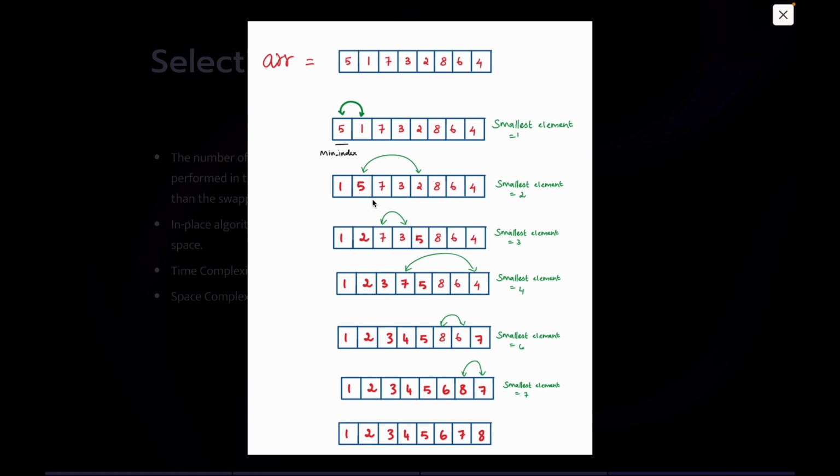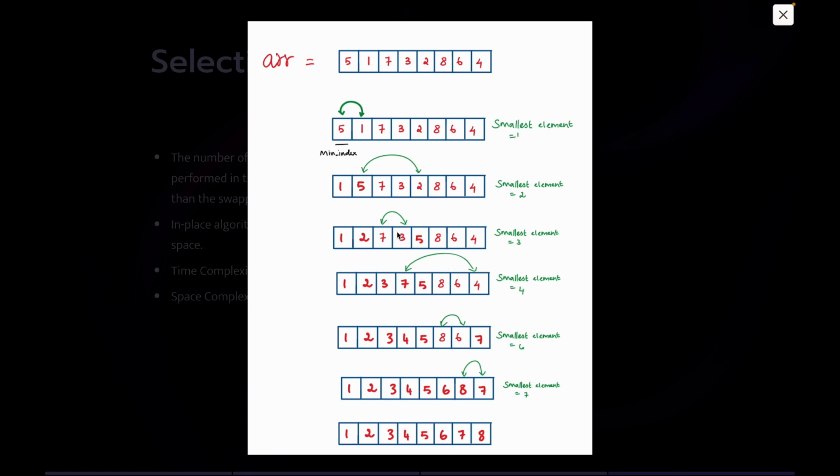So next we will again take the smallest element of the unsorted portion, that is from 5 to 4 we will take the smallest element, that is 2, and swap it with the first unsorted element. What is the first unsorted element here? 5. So we will swap them again. Now till 2 they are sorted, from 7 to 4 they aren't sorted.